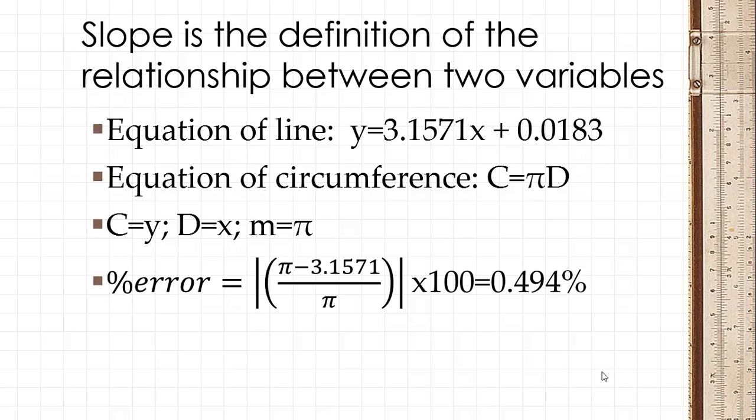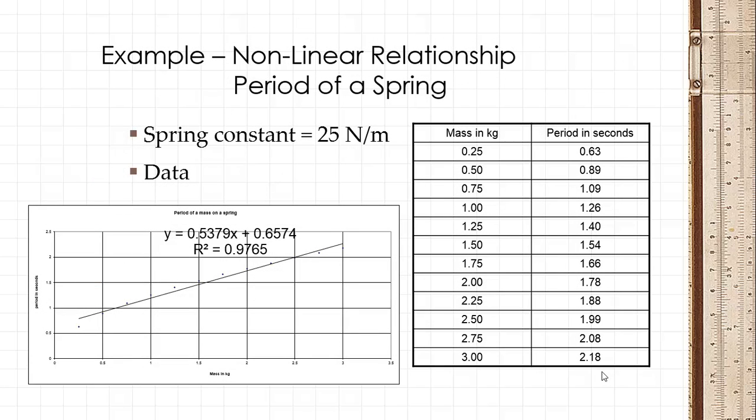So really, when you look at slope, it really does have a direct relationship with the equation of whatever data you may be collecting. Alright, so now let's look at one where we have a non-linear relationship. In this case it's the period of a mass on a spring. The spring constant, or the stiffness of the spring, is 25 newtons per meter. And I have a list of masses and the times associated with those masses.